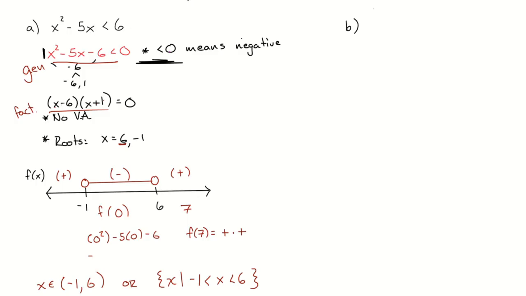Okay. All right, so let's do another one here. Nice, easy problem. I want to know, when is it true that 2x cubed minus 3x squared minus 32x is greater than -48?